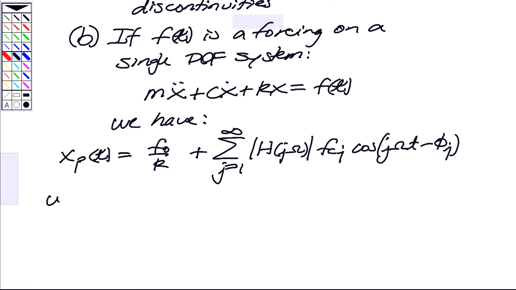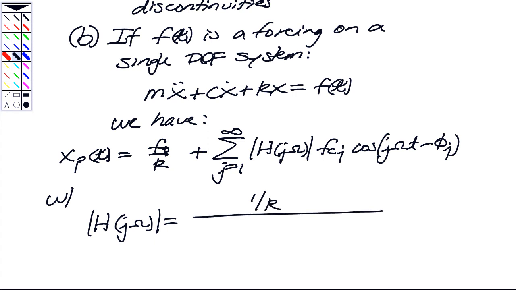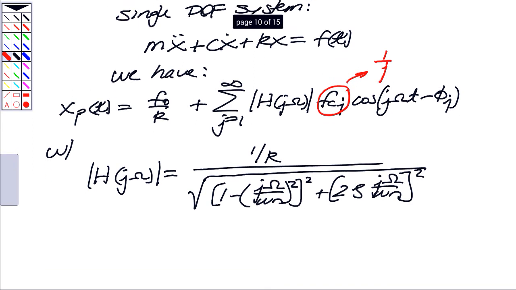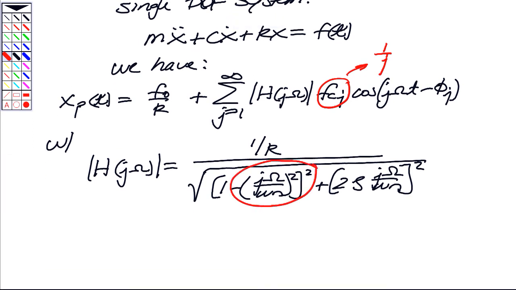where you might recall that this amplitude transfer function h is given by 1 over k square root of 1 minus j omega over omega n squared, all that squared, plus 2 zeta j omega over omega n, that quantity squared. The point being is that fcj goes as 1 over j. We see here that when you take into account the square root, this goes as 1 over j squared.